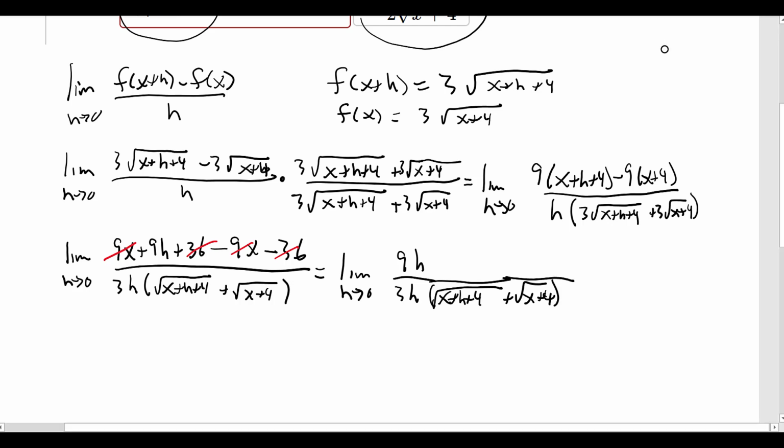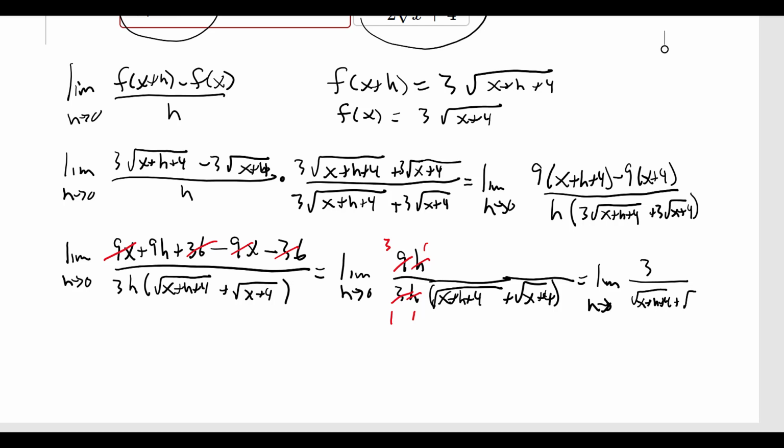So we have the 9 divides with the 3, and that's a 3 up here and a 1 there. The h's divide out. So we end up with the limit as h goes to 0 of 3 over the square root of x plus h plus 4 plus the square root of x plus 4.